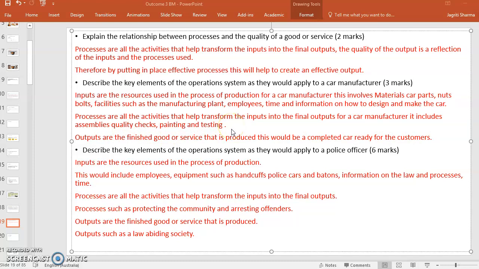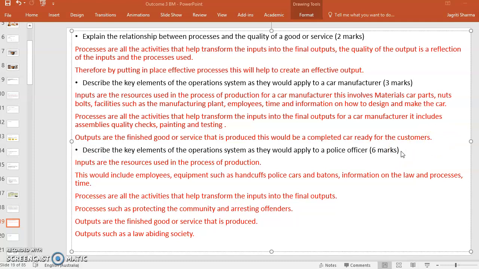Now the third point here is outputs. Outputs are the finished good or service that is produced, and this would be a completed car ready for the customer. So output is your final car ready for consumers to drive off.